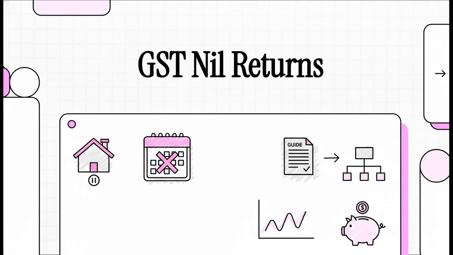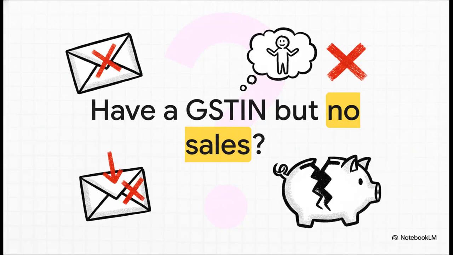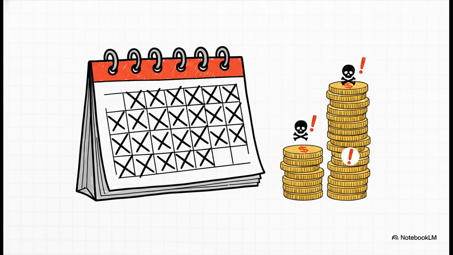We'll show you the super simple steps for handling GST when there's zero activity so you can avoid any nasty surprise penalties. Okay, this one's for you. You've got your GSTIN, you're all set up, but right now there are no sales invoices going out. Maybe no purchase invoices are coming in either. It's easy to think, hey, no business, no GST filings, right? Well, not quite. And here's the catch.